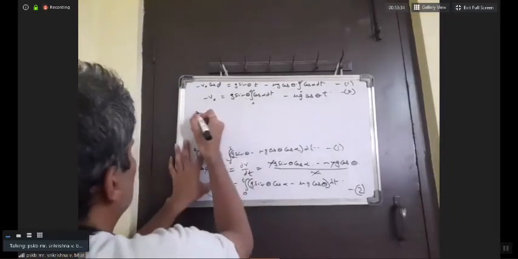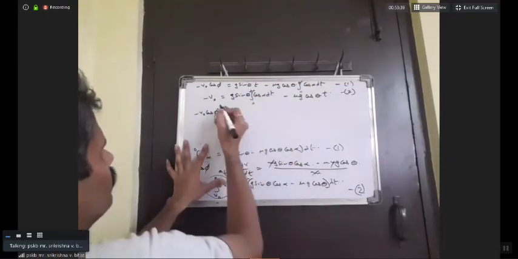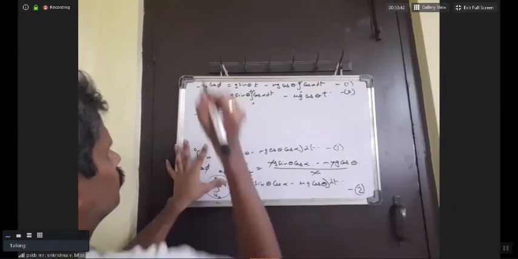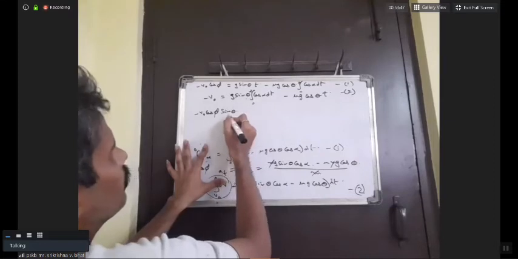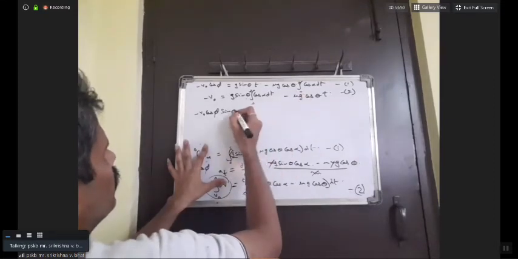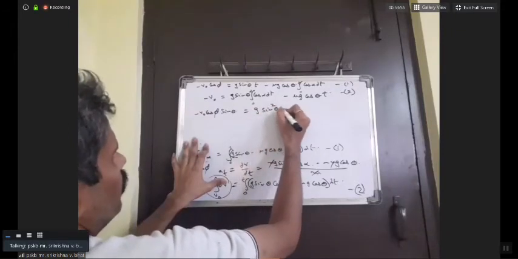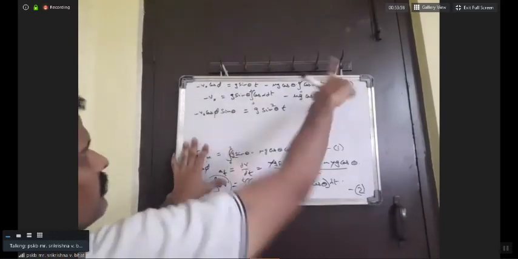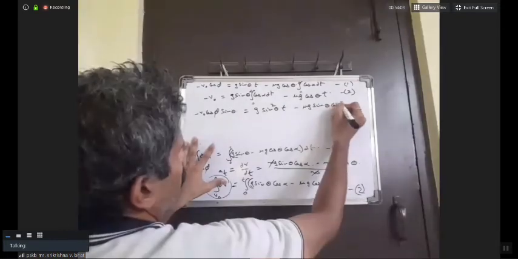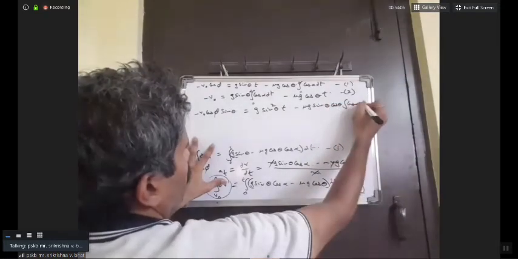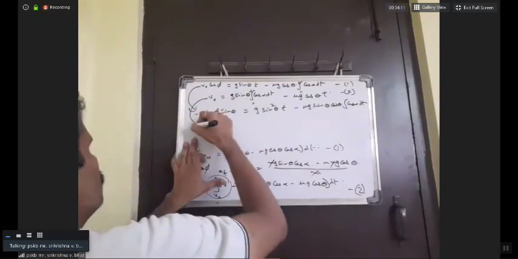So we'll get minus v naught cos phi into sin theta, and that is equal to g sin square theta into t, because you're multiplying the first equation with sin theta. Then this is going to be mu g sin theta cos theta into integral cos alpha.